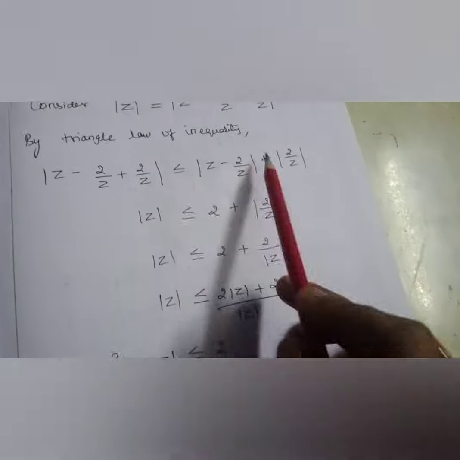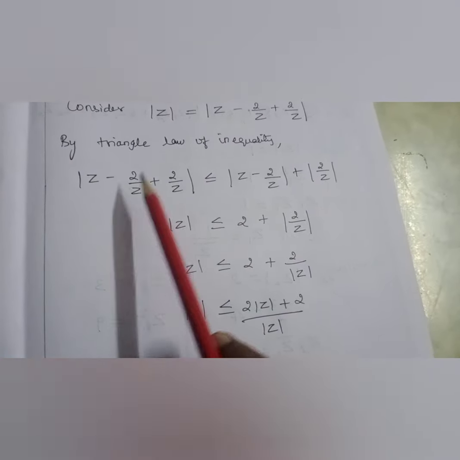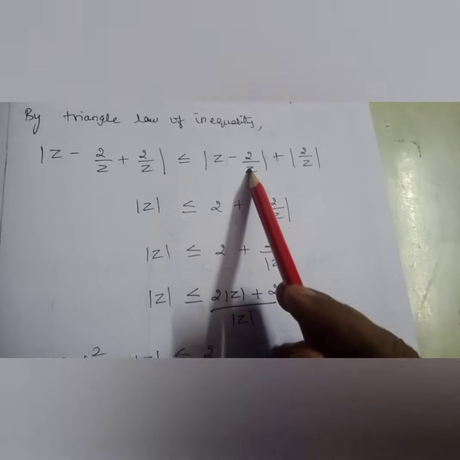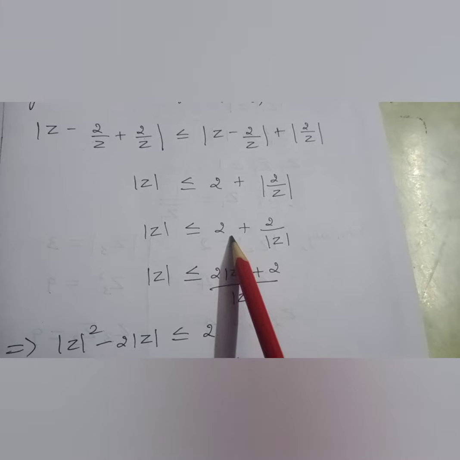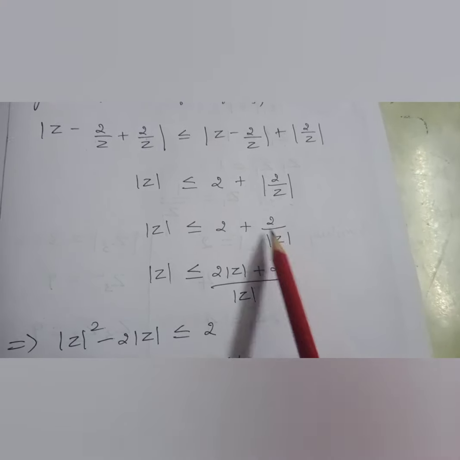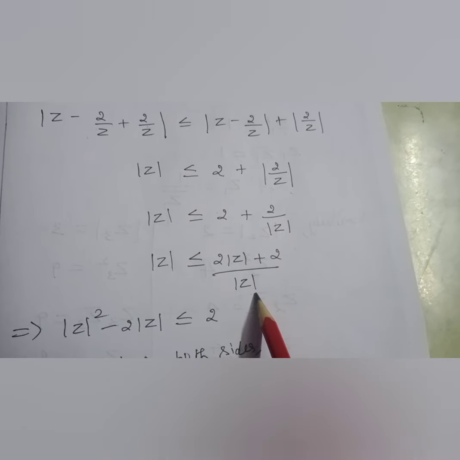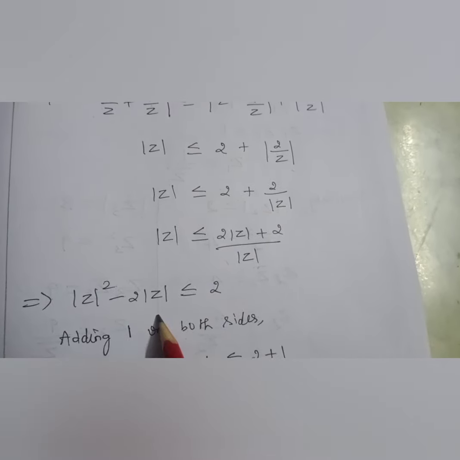So this is the conversion here. I am writing mod z, adding 1 minus 1 by z, minus 2 by z and plus 2 by z, and then using the hint given in this sum, I get mod z less than or equal to 2 plus 2 by mod z. Now take LCM, so this will be 2 mod z plus 2 by mod z. Now when I cross multiply, this will be mod z square minus 2 mod z, taking the plus 2 mod z to the other side, less than or equal to 2.